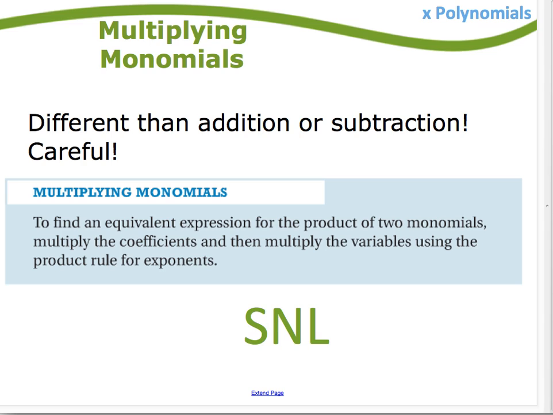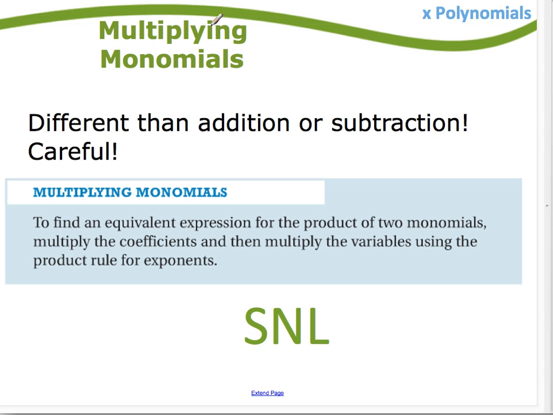When you're multiplying monomials or polynomials, one thing you have to make sure is that you recognize that there's a difference between multiplying them and adding or subtracting. Always identify what you are doing with these polynomials. Are you adding them or multiplying? Because if you're adding and subtracting, you do one thing. When you multiply or divide, you do another thing.